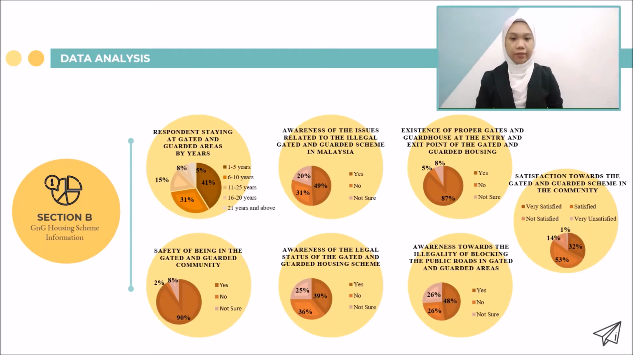I'm going to continue with the data analysis of section B, which is the gated and guarded housing scheme information. As you can see from the first pie chart, it is on the respondents staying in the gated and guarded areas by years. The majority of the respondents have been staying in the gated and guarded communities for 5 years, while only a minority, which is 2% of the respondents, have been staying for 21 years and above.